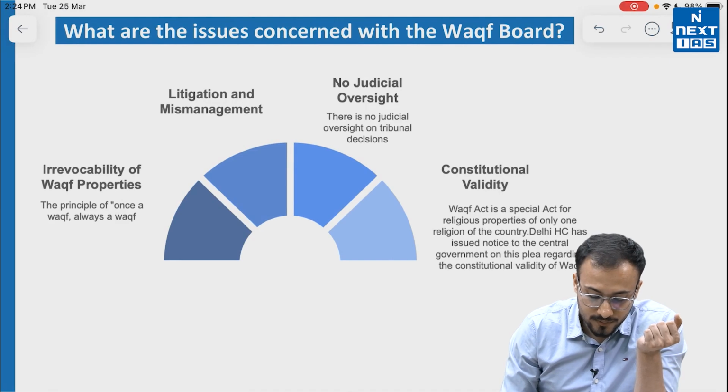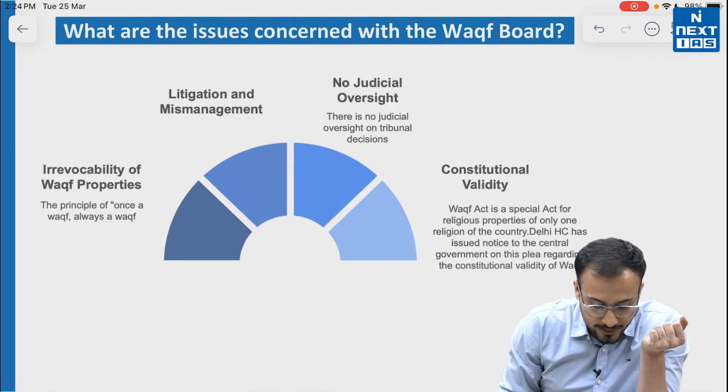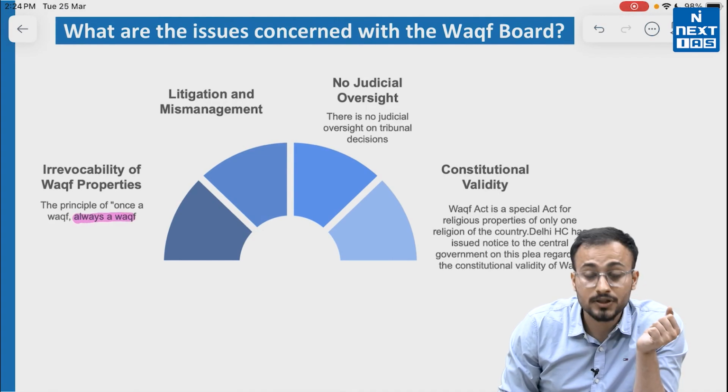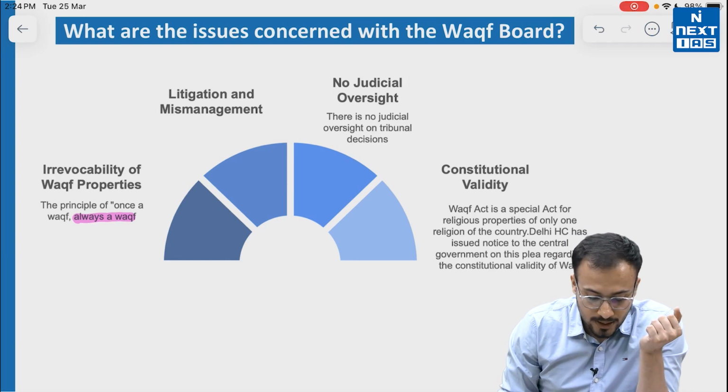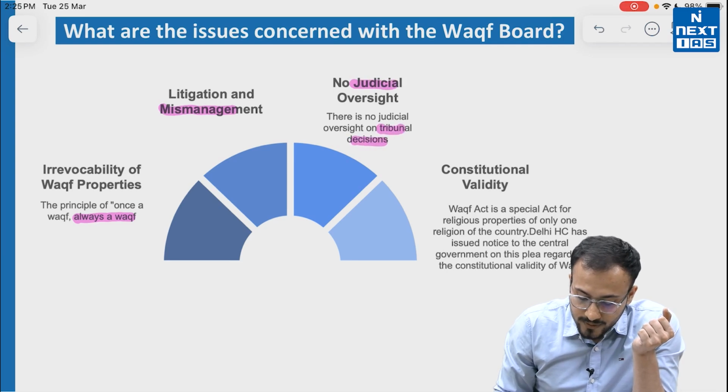What is the issue concerned with the Waqf board? Irrevocability of the Waqf properties: the principle of once a Waqf, always a Waqf. This is a contentious issue because the property cannot then be shifted and used for other purposes. Litigation and mismanagement of the Waqf property. No judicial oversight: there is no judicial oversight on tribunal decisions. Constitutional validity: the Waqf Act is a special act for religious properties of only one religion of the country. Delhi High Court has issued notice to the central government on a plea regarding the constitutional validity of the Waqf.